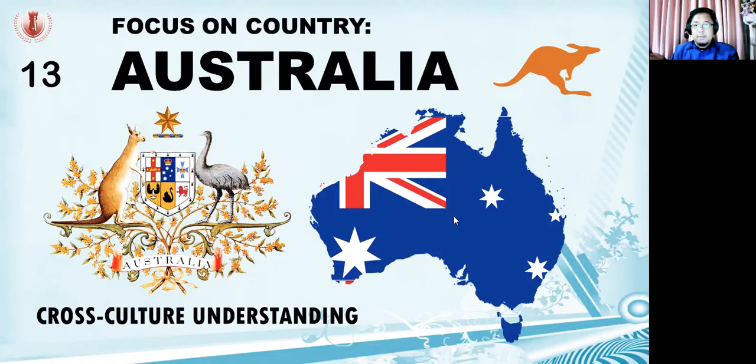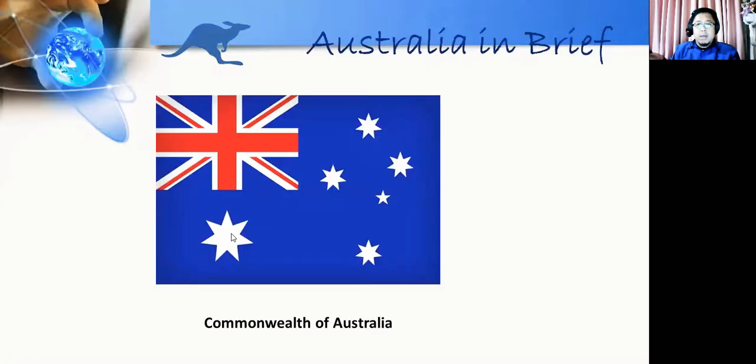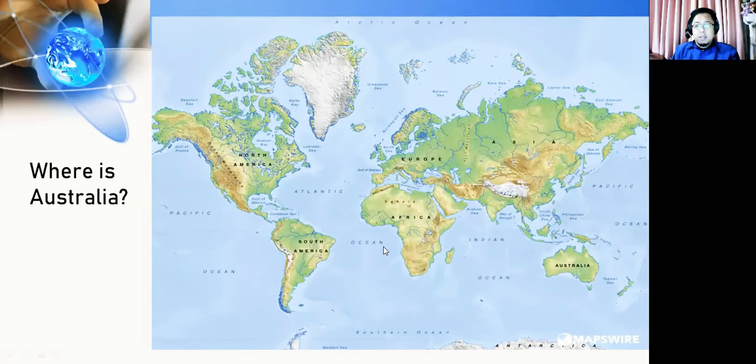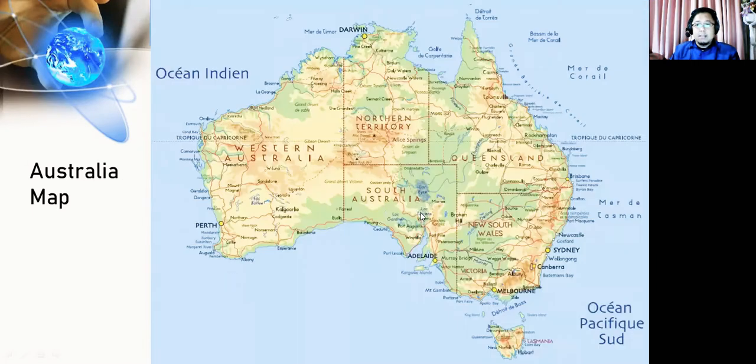This is the map of Australia. This is the picture of Australia symbols. And we also have discovered about Australia flag. This is the location of where we can find Australia. It's right over here next to Indonesia. And in the southern part of this world map, this is the area of Australia: Western Australia, Northern Territory, Queensland, New South Wales, South Australia, and Tasmania.